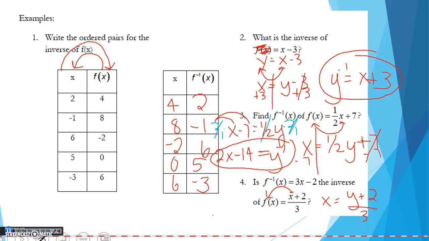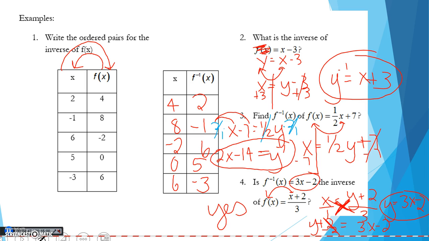Since there's a fraction, what I suggest you do is put the x over 1, and we're going to cross multiply. When I do it this direction, I get 3x, and when I do it this direction, I get y plus 2. Now to finish solving this for y, I subtract over 2 on both sides. So y equals 3x minus 2. The answer to this question is yes, because what I just solved for is what they gave me. So yes, they are inverses.